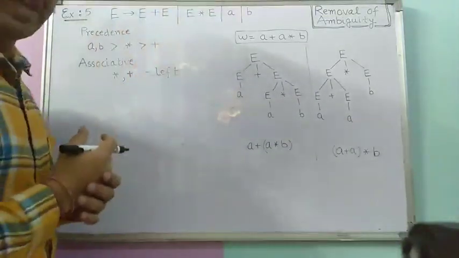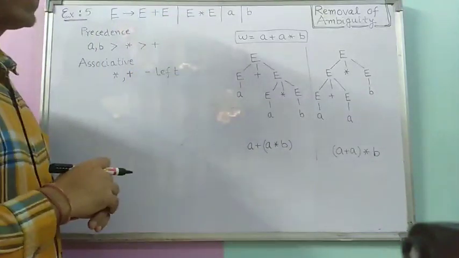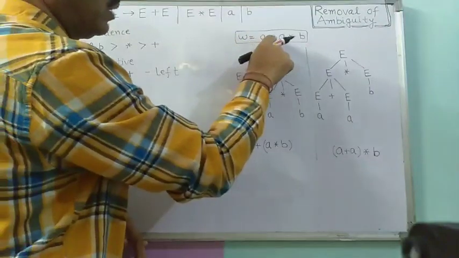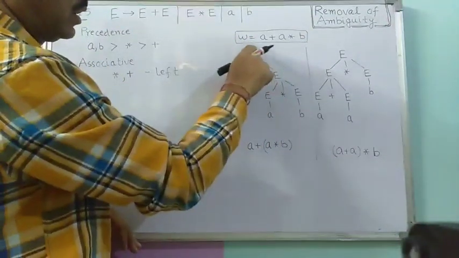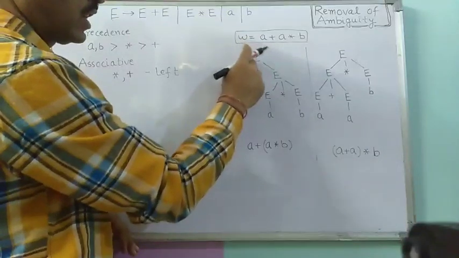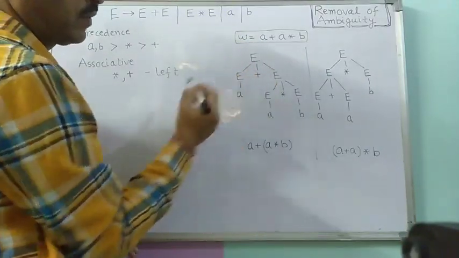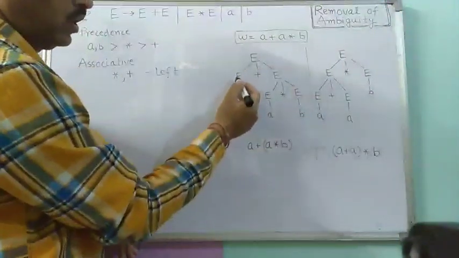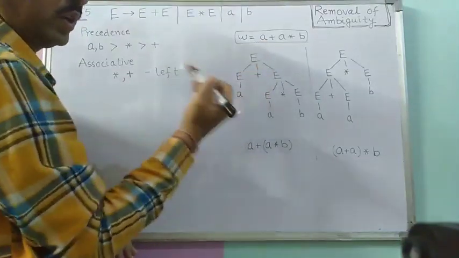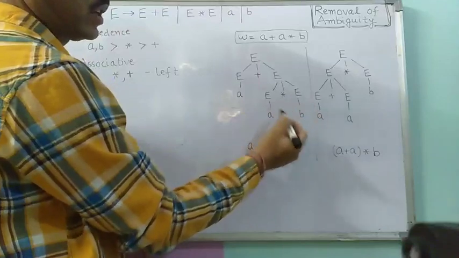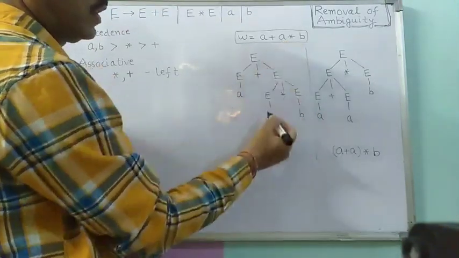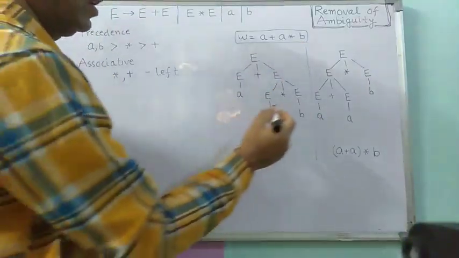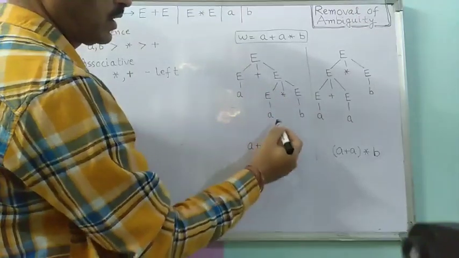But even if we do that, we will have two different kinds of derivations, because suppose we derive a word W equal to A plus A asterisk B. We can derive it in two manners. We start from E, derive E plus E from it, and because plus has been derived, after the plus we want A, so on this side we are bound to derive A. Now from this E we are bound to derive E asterisk E, and from this E we will derive A and from this E we will derive B. In this manner we can derive this, and the yield of this is A plus A asterisk B.